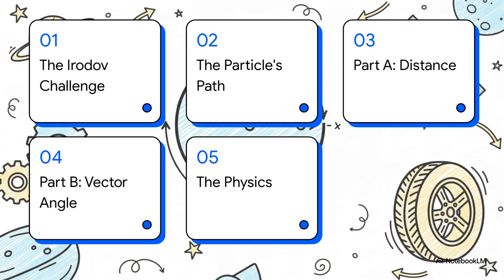First, we're going to make sure we understand exactly what the problem is asking for. Then we'll do a bit of detective work on the particle's path. This is a crucial step. After that, we'll dive into the nitty-gritty of part A and part B. And finally, we'll tie all the math together to see the beautiful physics behind it all.